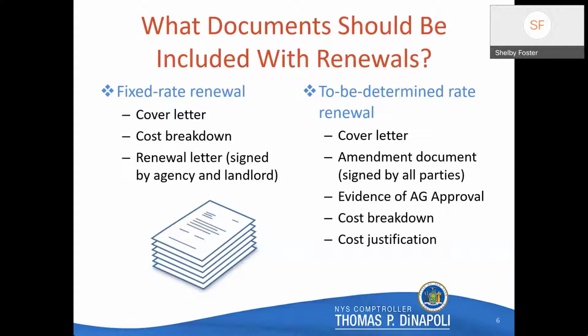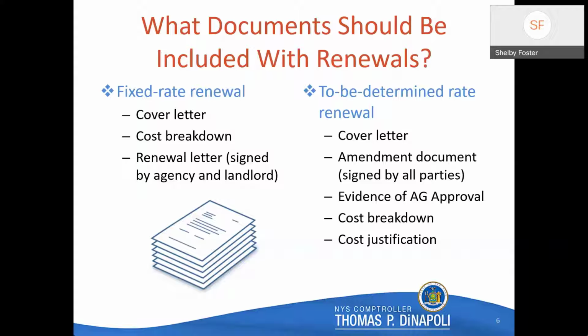A fixed rate renewal is where the rental rate for the renewal term was written into the lease and already approved. For this type of transaction, documents to include in your electronic submission are a cover letter, the cost breakdown. You would provide a cost breakdown for a fixed rate renewal transaction if there are expenses in addition to the rent paid directly to the landlord under the renewal period that are not predetermined amounts. And a renewal letter signed by both parties acknowledging the renewal option is being exercised.